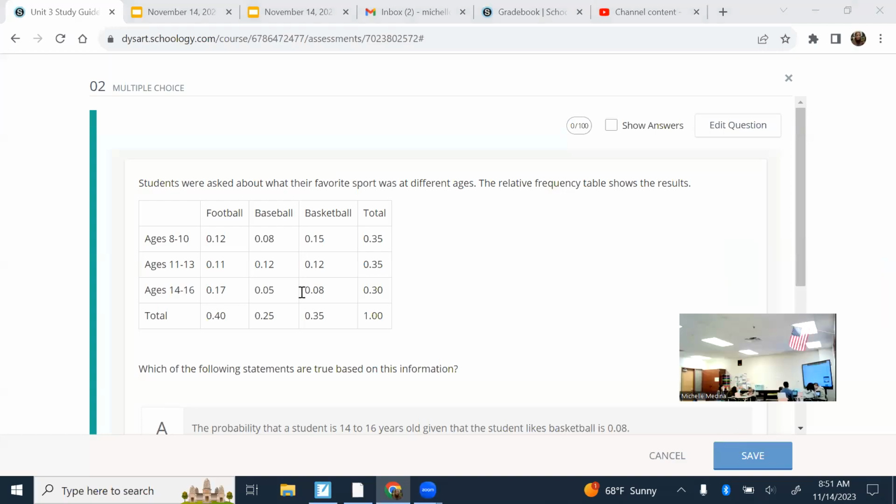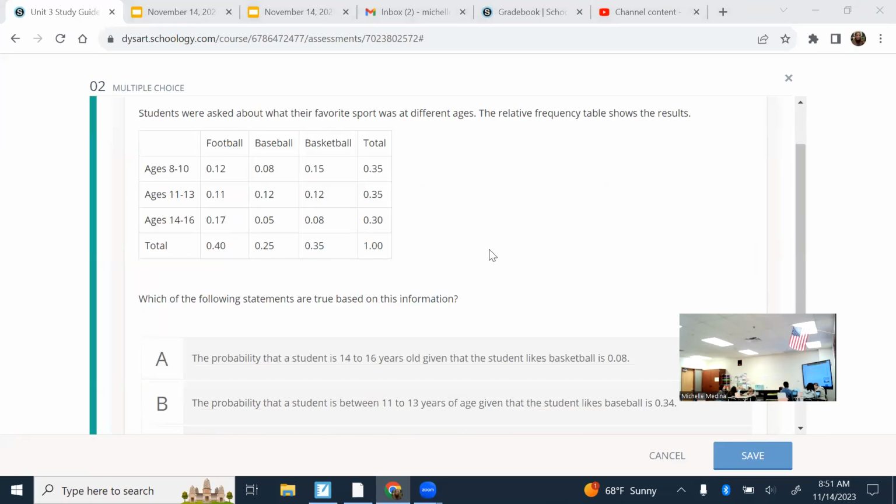Students were asked about what their favorite sport was at different ages. The relative frequency table shows the results. So relative frequency, you should automatically be thinking decimals or percents, and they're giving you a relative frequency table. If you look at it, they're all decimals, as expected.